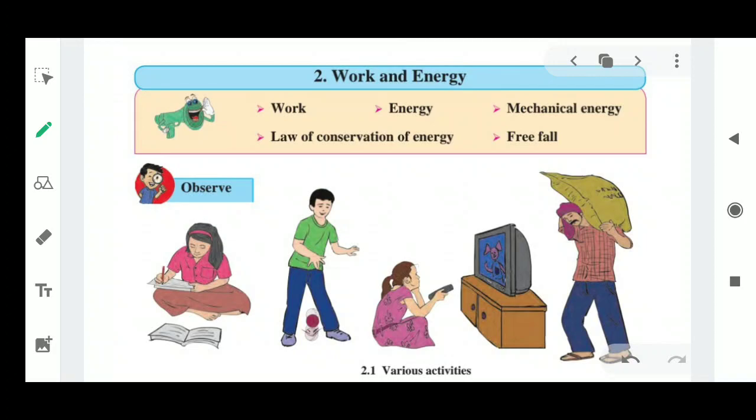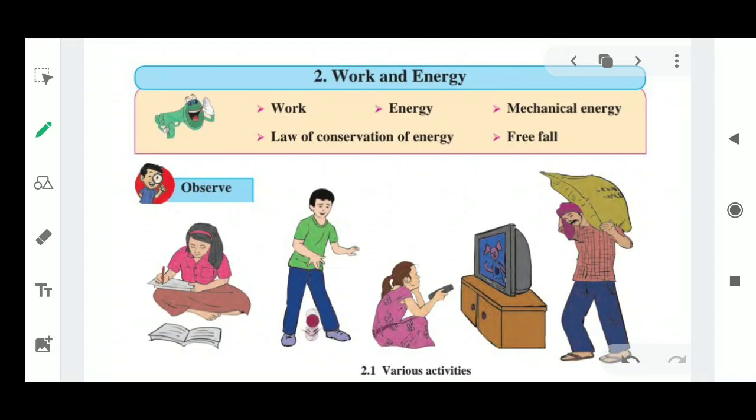Do you think that in all these things you are doing work? In the first you are studying, and in the second you are climbing the staircase. In all these activities you say yes, you are doing work. But scientifically, science says that when you are studying you are not doing any work.